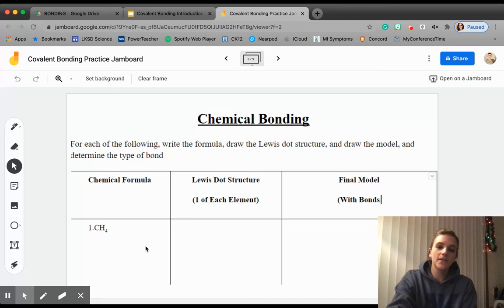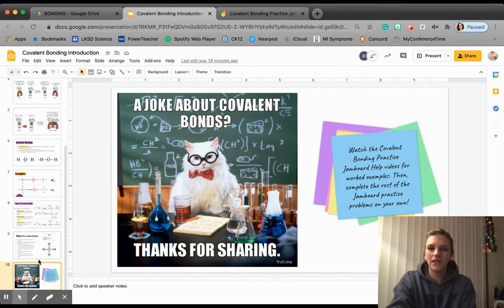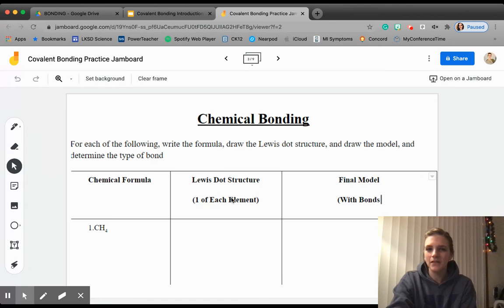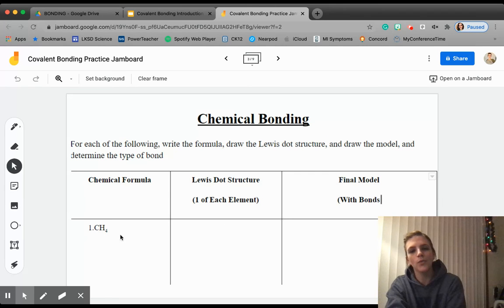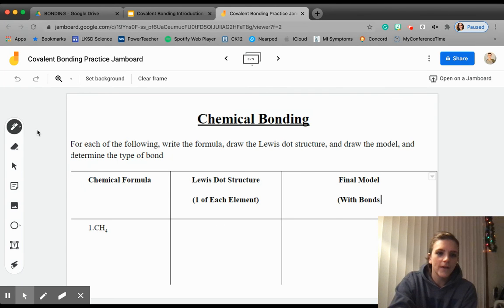So this first problem, CH4, technically I kind of talked you through it right here, so you can just copy paste a little bit. When we're looking at the Lewis dot structure, one of each element, what we're looking for is the Lewis dot structure that shows the bond between carbon and one of the hydrogens. So if I was to draw that, here's carbon. I know that carbon has 4 valence electrons, right? So there's 1, 2, 3, and 4. I know that hydrogen has 1 valence electron.